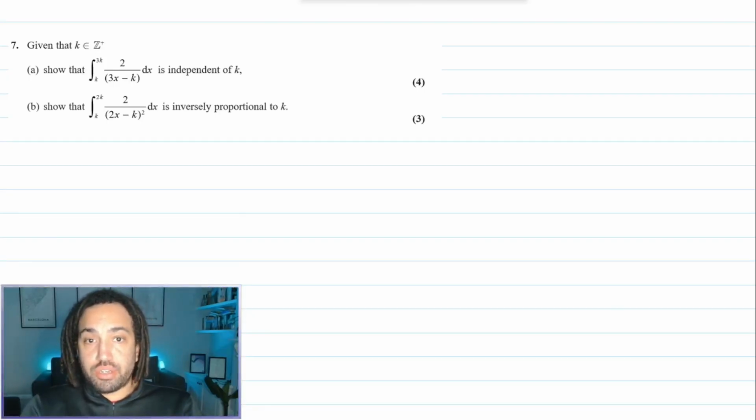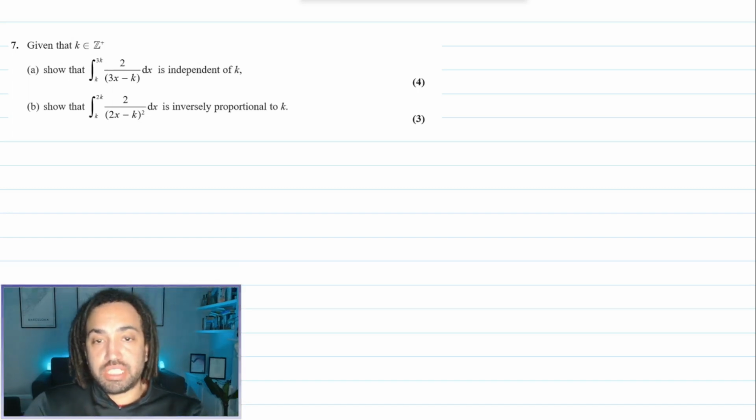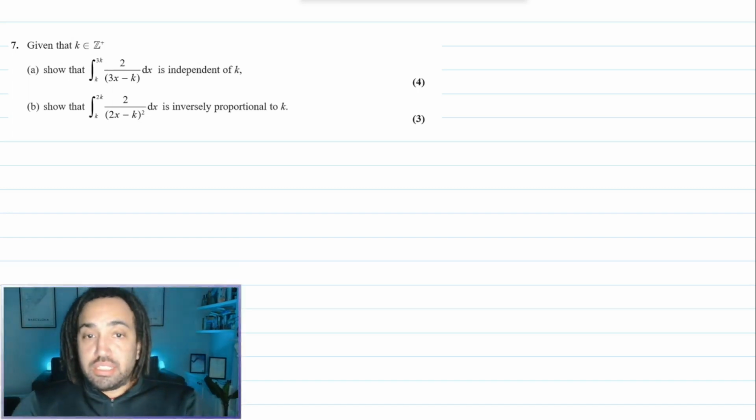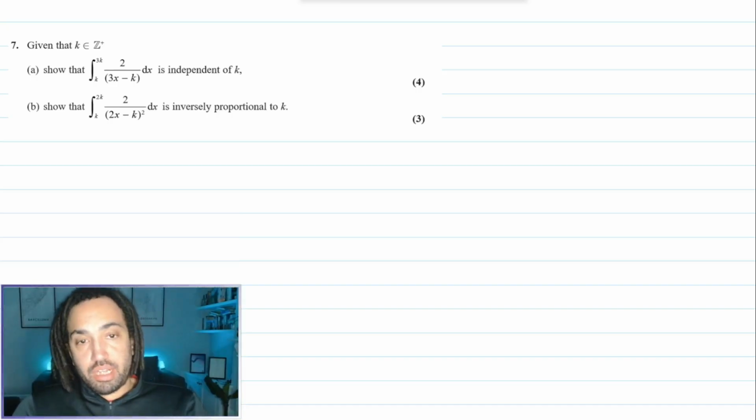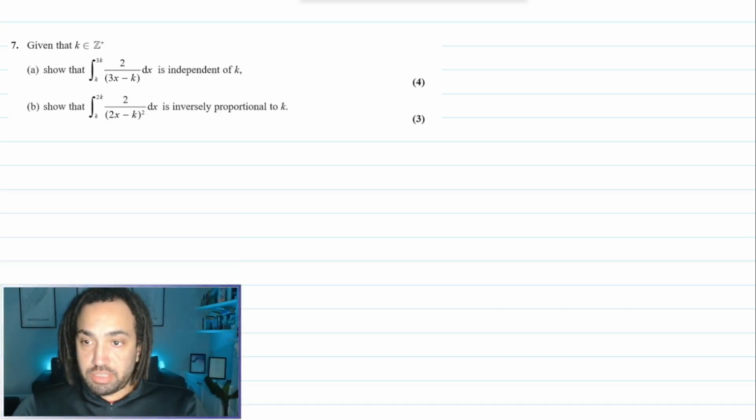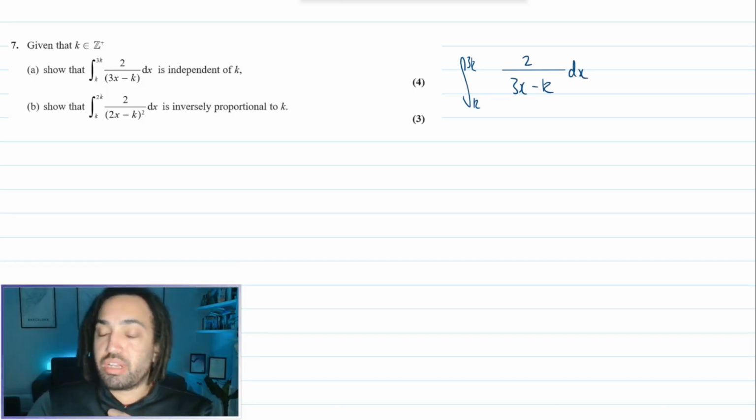Integration, and it says show that this integral is independent of k. Okay. Well, let's integrate it then. So we are integrating between 3k and k 2 over 3x minus k with respect to x.